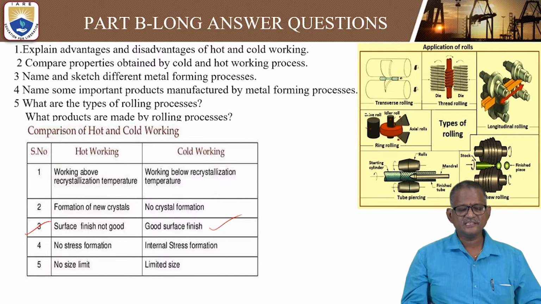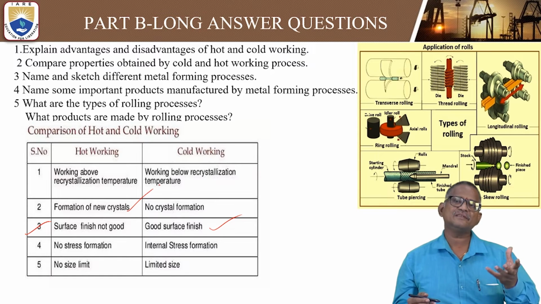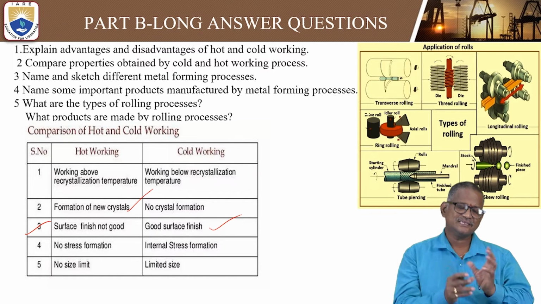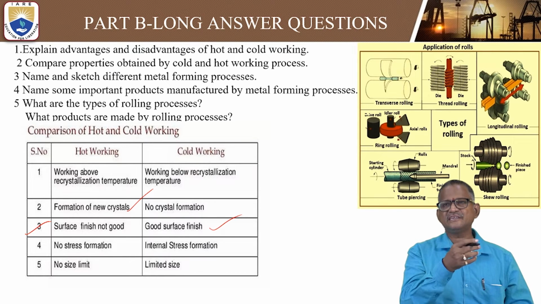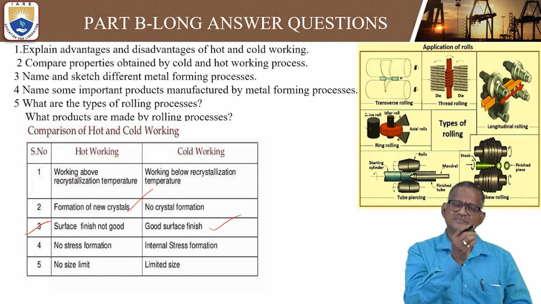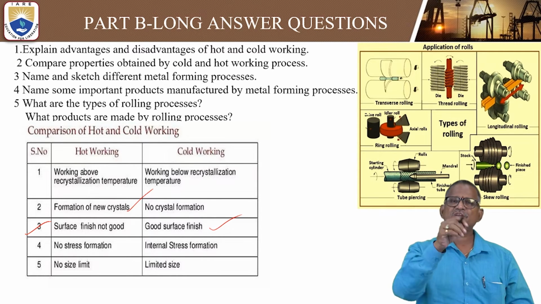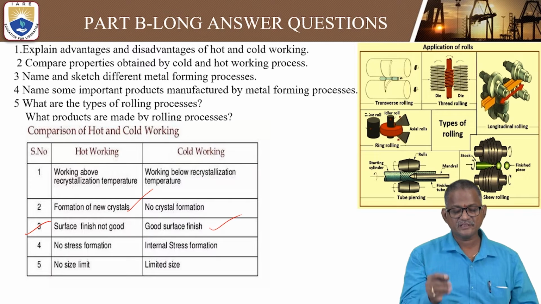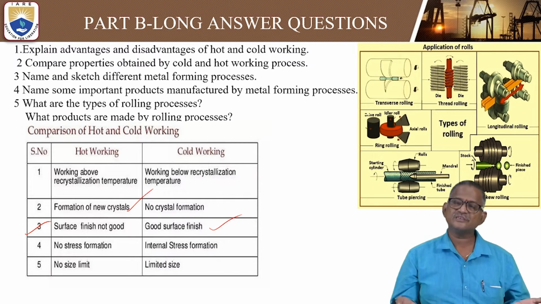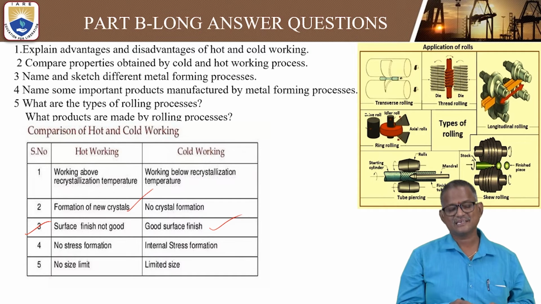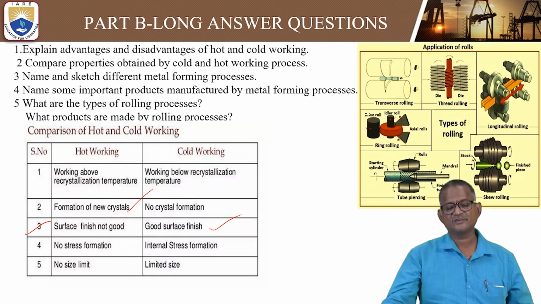Especially in hot working, the formation of new crystals may occur. Whenever it is heated, the granules change: the crystals will change from small to medium, medium to large, and again they will take a small, tiny shape. But in the case of cold working, there is no crystal formation, because there is no heating and no change in the crystals. Okay, this is the comparison of hot and cold working.